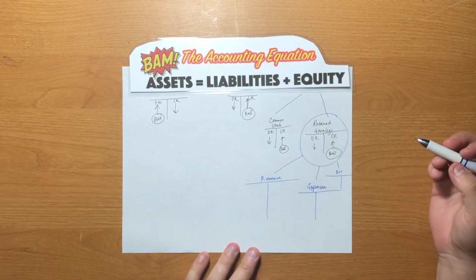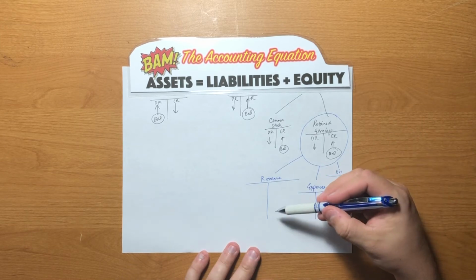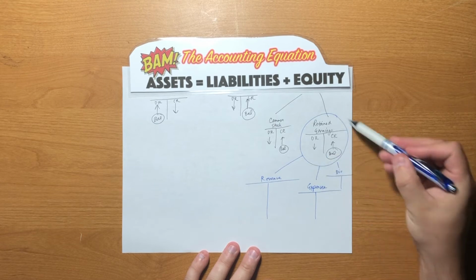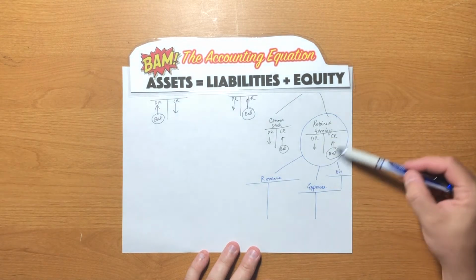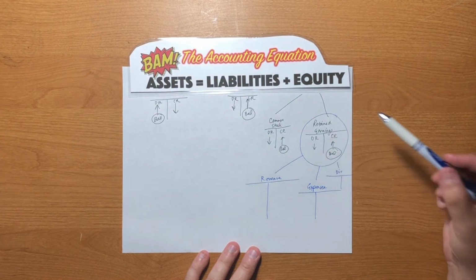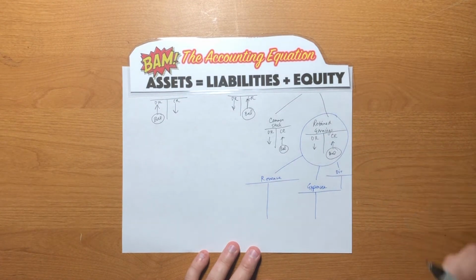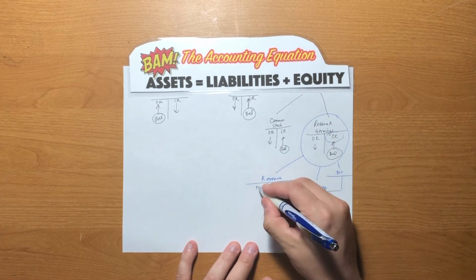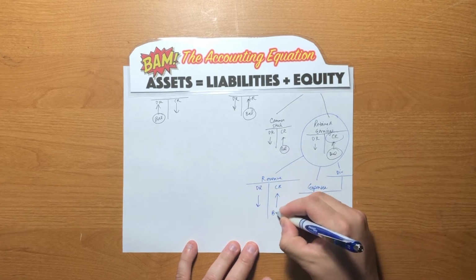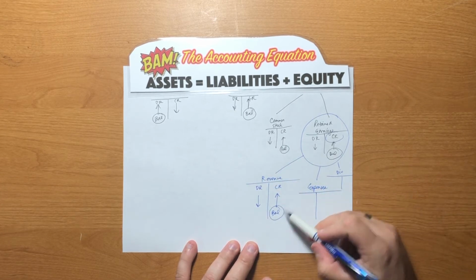Now, in terms of revenue, what does it do to retained earnings? Does earning revenue make my kept profits go up or down? Well, it makes it go up. How do you make retained earnings go up? With a credit. So revenue is a credit account. Why? Because it makes retained earnings go up.